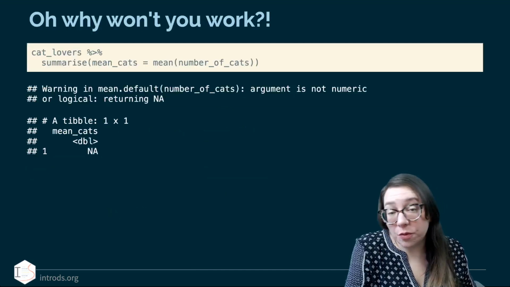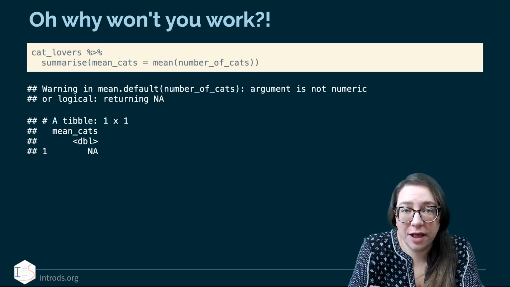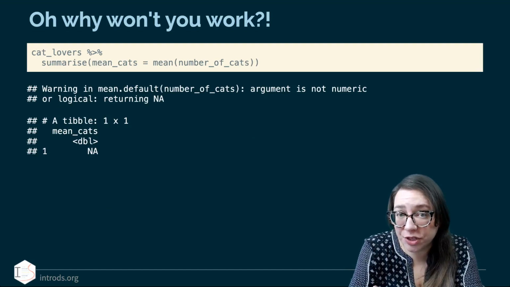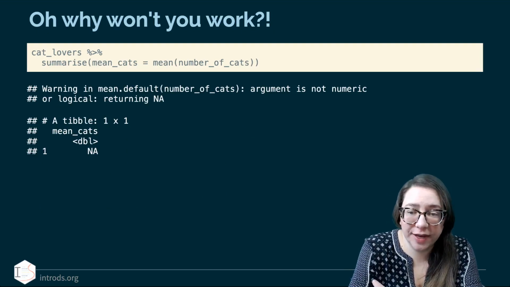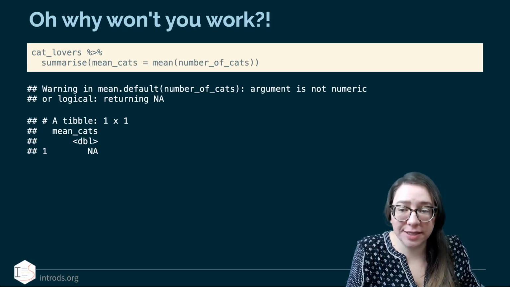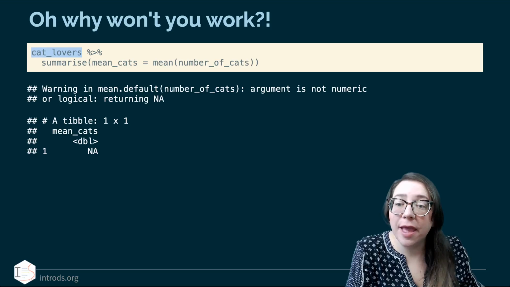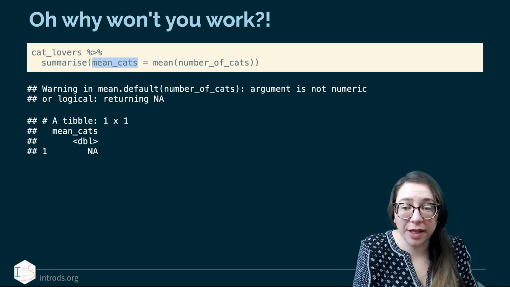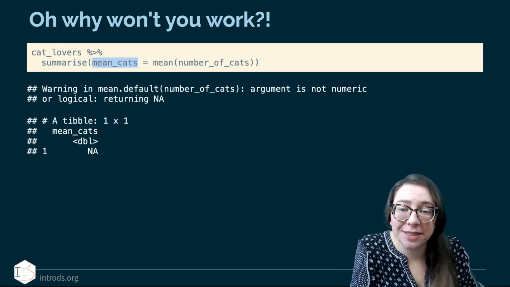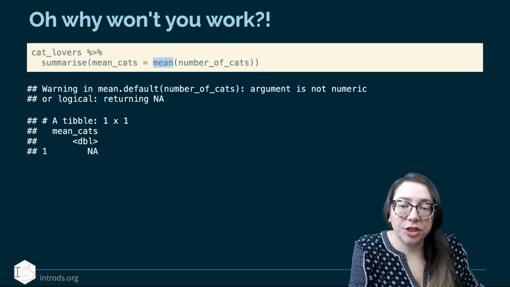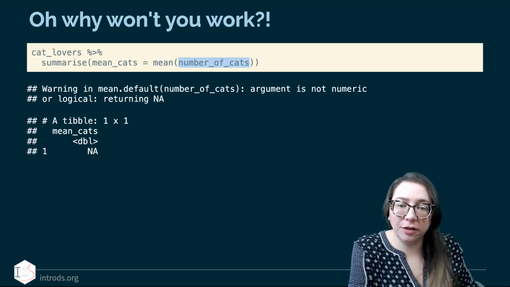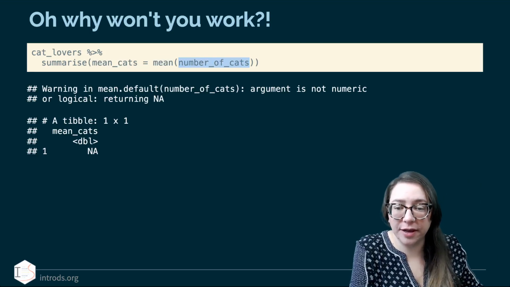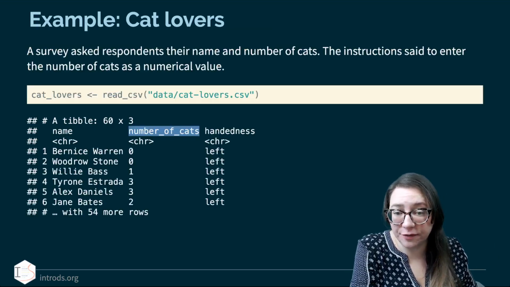Okay, so the first thing that we might want to do is to think about what's the average number of cats of these survey takers? So we had 60 people who responded to our survey. So I might say something like, let's start with the cat lovers data frame. And then we're going to use the summarize function to calculate the mean number of cats. So the mean score that I'm going to calculate, I'm giving it the name mean cats, and I'm using the mean function to find the mean of the column called number of cats. That's what the column was called in our data frame.